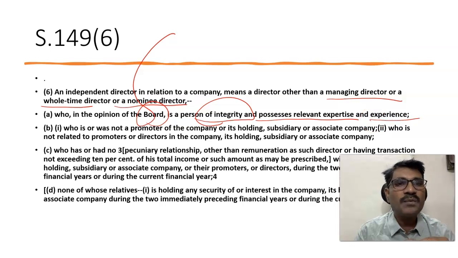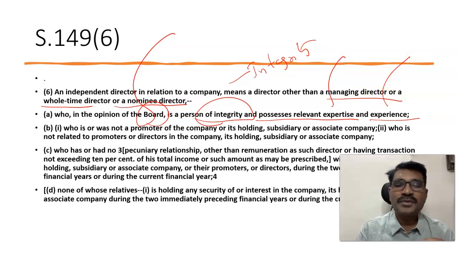So a person is the one who has qualities of integrity, expertise, and experience. So almost all the discretionary power is given to the board of directors to identify persons of integrity who have expertise and experience in the relevant field, and appoint them as independent directors. We will see in the furtherance of this discussion how to identify an independent director, and where you will find the availability of independent directors.